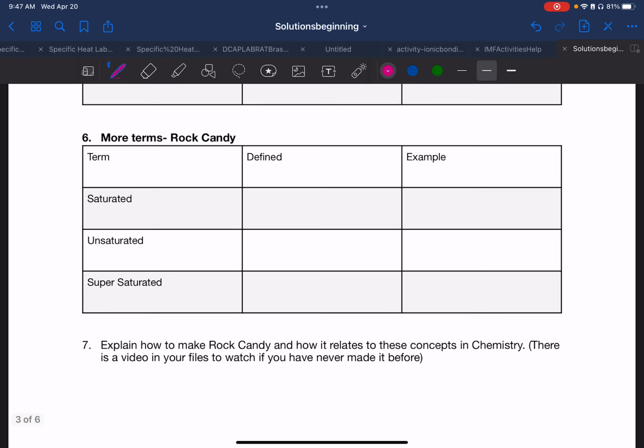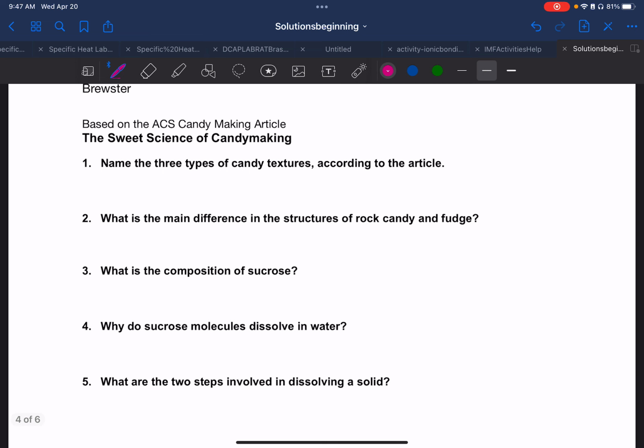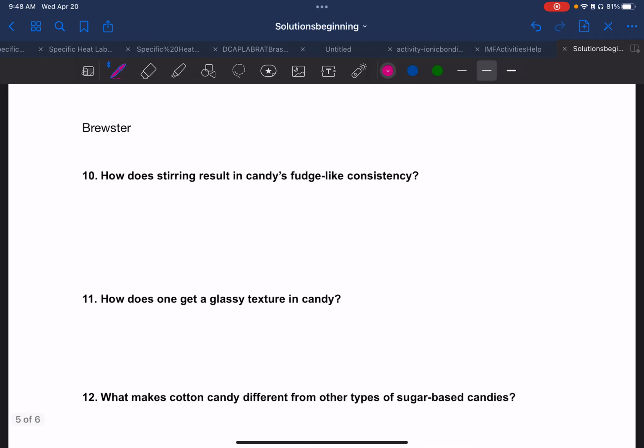And then there's this rock candy article. There's an article that goes with it, and there's also a video that gives you some more insight on that because it goes into our vocab words. With your article, there's some additional questions to answer, and I'll leave that for you to look at.